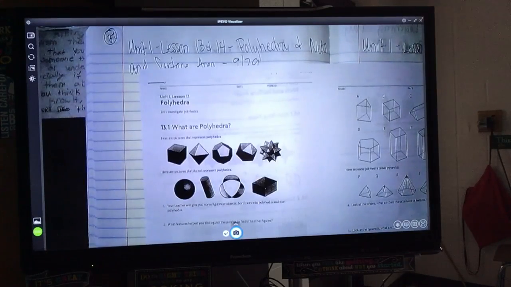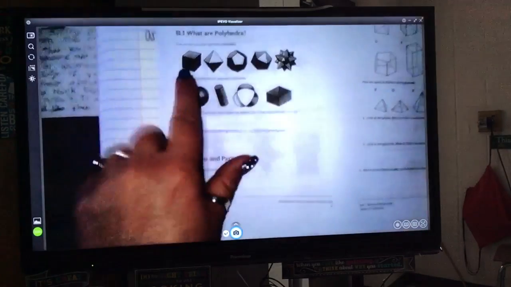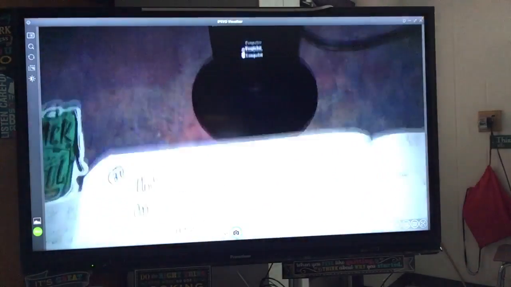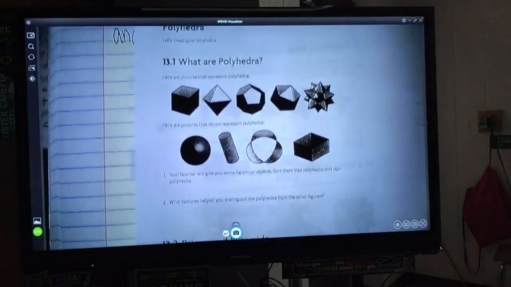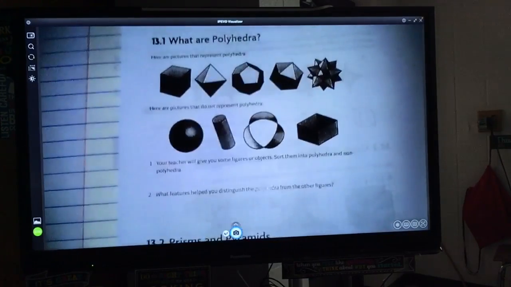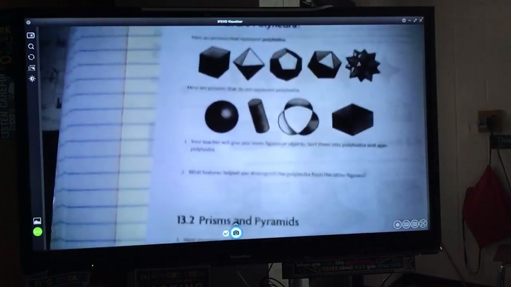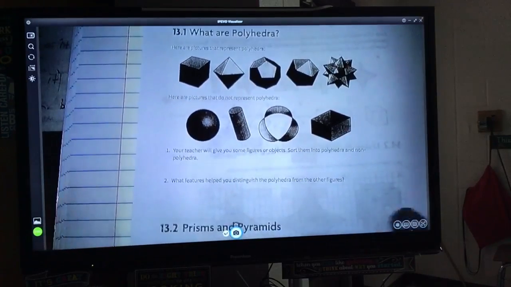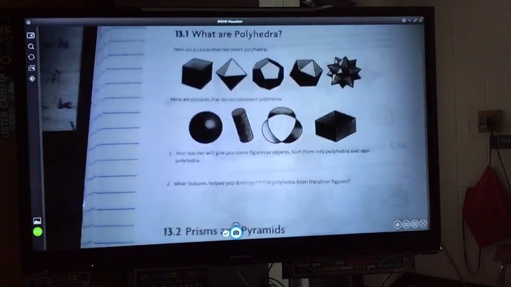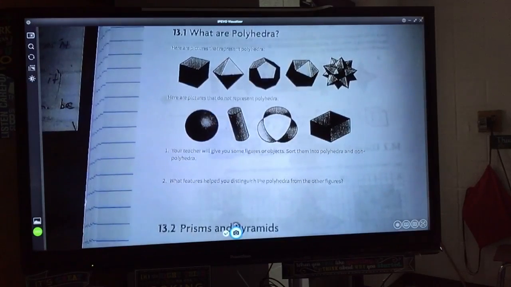So, your warm-up for today is, what is a polyhedra? You have 5 shapes across the top. These are polyhedras. And then you have 4 shapes across the bottom. And I'm not going to give you figures, just because we can use these shapes right here. And we'll save the time for the other activity that we have today.